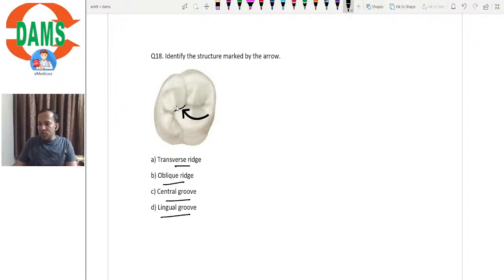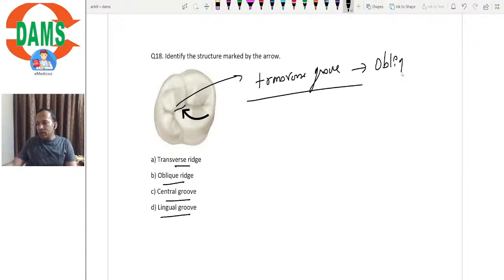What is the name of this groove? This is known as the transverse groove, and it crosses the oblique ridge, right? Then which is the central groove?